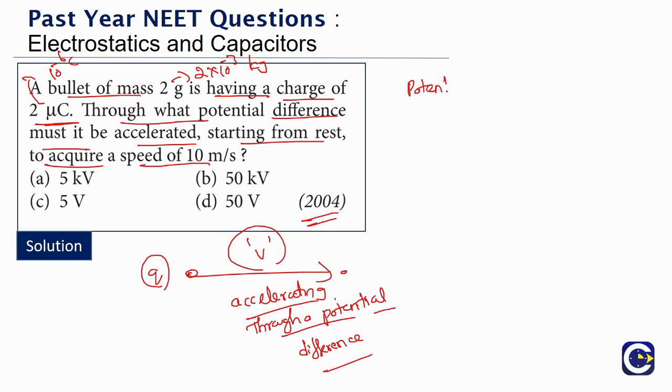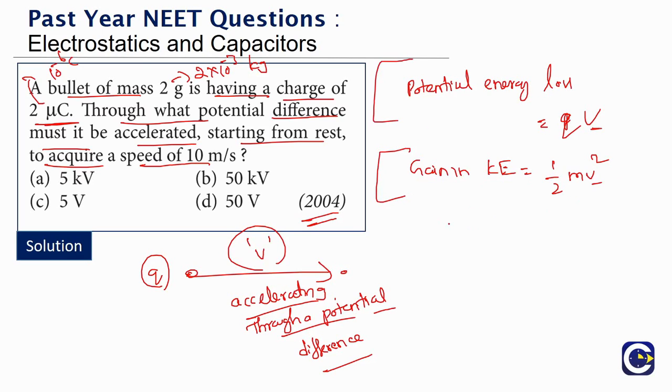the potential energy loss will be equal to what? The charge Q times V. That is the potential energy loss, because if it is having a drop in potential of V, the corresponding gain in kinetic energy, because it is starting from rest, is half mv square. Here we should keep one thing in mind. This capital V is potential, and this small v is the velocity. So we have to equate both of them.